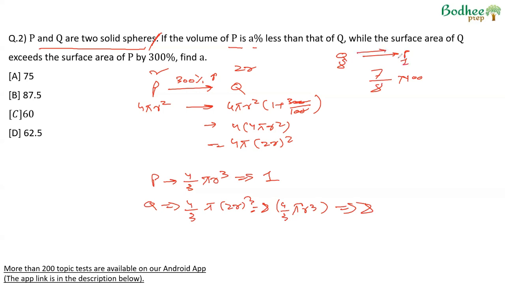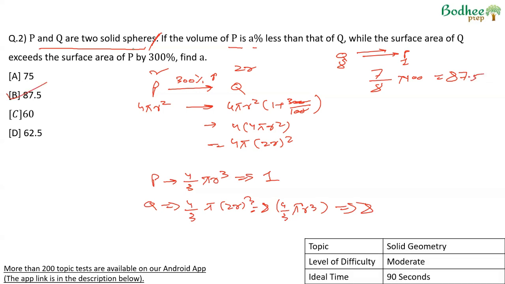How much percent less? 8 going to 1 means a decrease of 7 on a base of 8. 7 by 8 into 100 will come out to 87.5%. This is the value that we remember. Option B becomes my answer. Again, if we understand percentages, it should not take more than a minute and a half to solve.